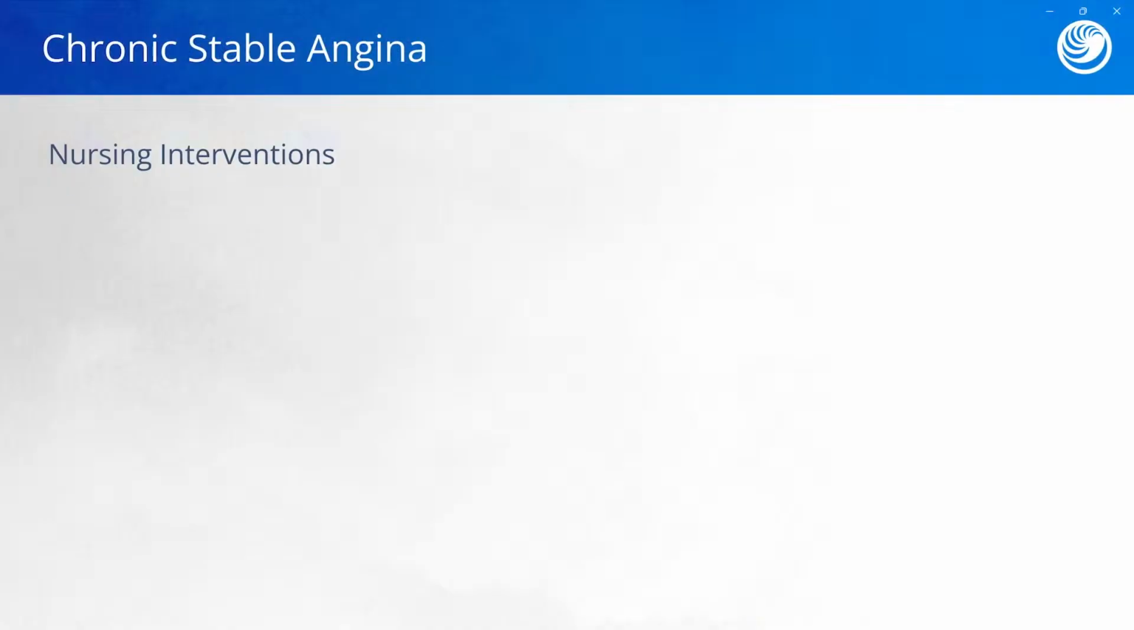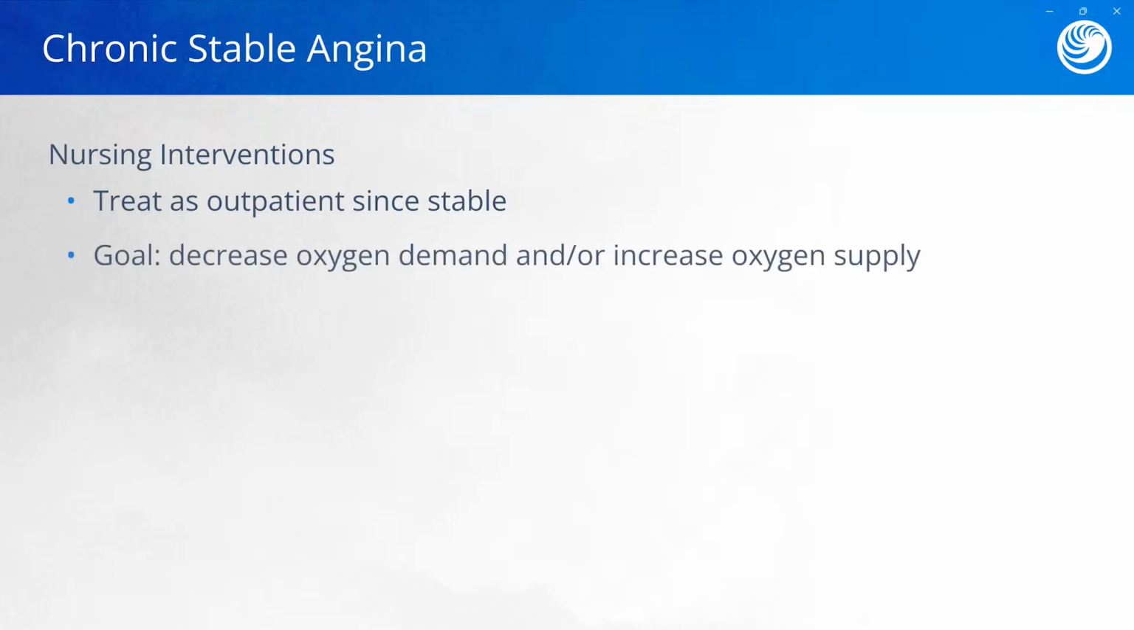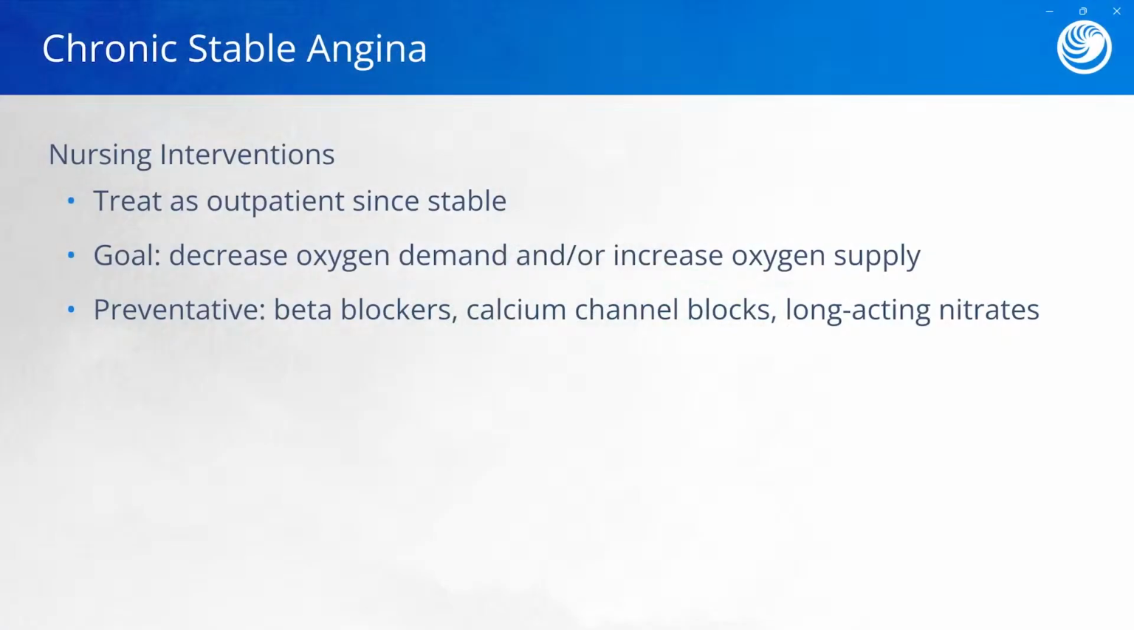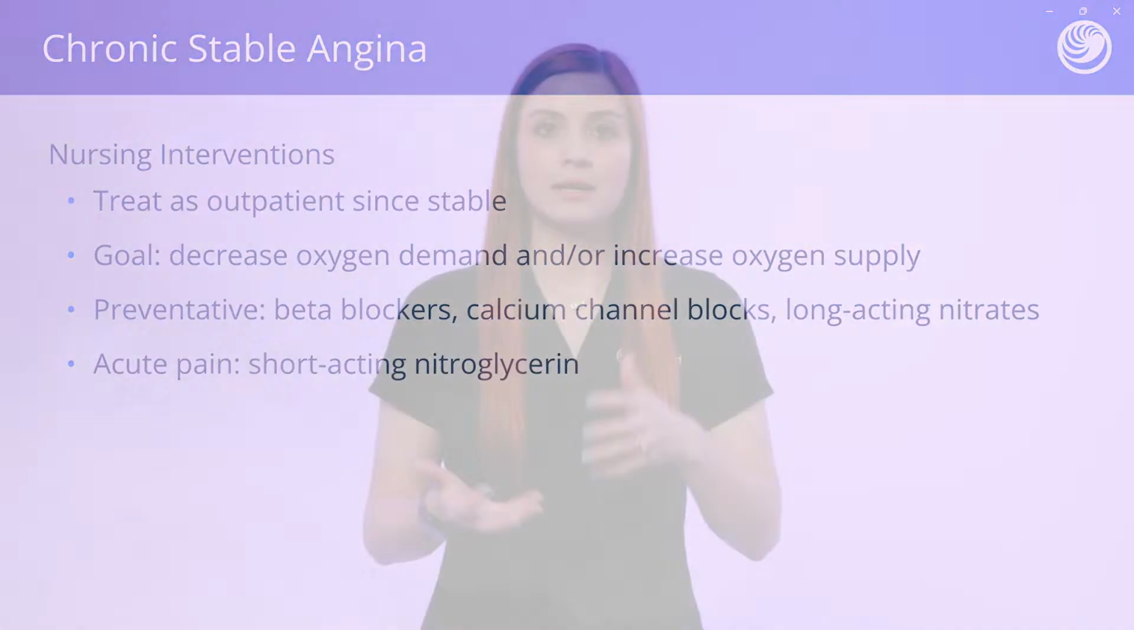Because clients with chronic angina are stable, we're going to treat them as outpatient. Our goal is to decrease oxygen demand and/or increase oxygen supply as needed. Preventatively, we can administer beta blockers, calcium channel blockers, and long-acting nitrates. All of these are going to reduce the stress on the heart and vasodilate the coronary arteries so blood can pass through more easily. When clients experience acute pain, we can administer short-acting nitroglycerin. Like I said, nitroglycerin is a vasodilator, so we're going to open up the arteries, reduce the amount of pressure, and allow the blood to slide through past blockages.